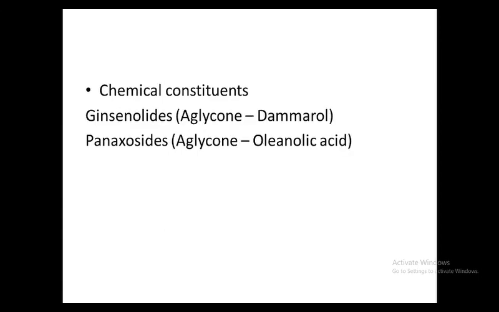This ginseng plant contains saponin glycosides, two different types of glycosides. The first is ginsenosides, which contain the aglycone dammarol, and second is the panaxosides. These contain the aglycone oleanolic acid. So here we have finished the glycosides part. Thank you.